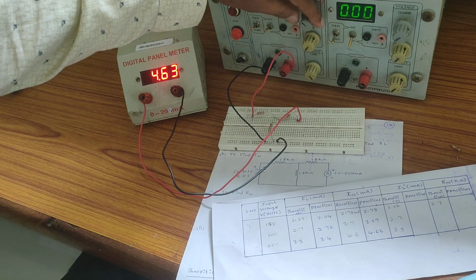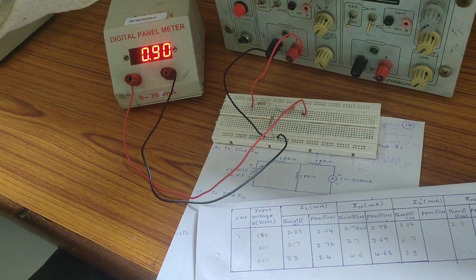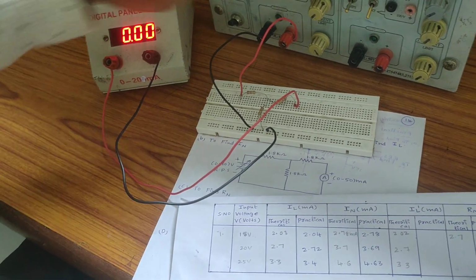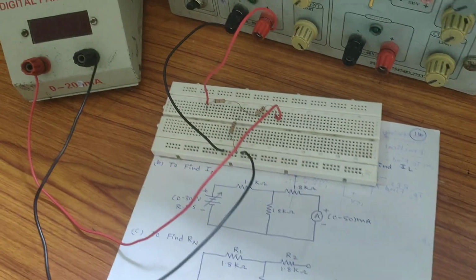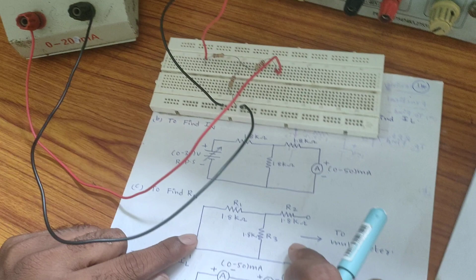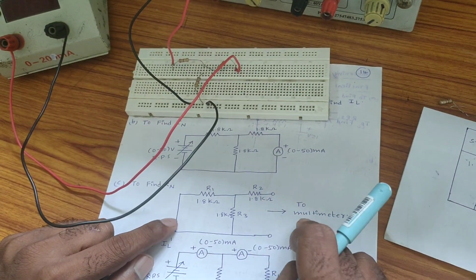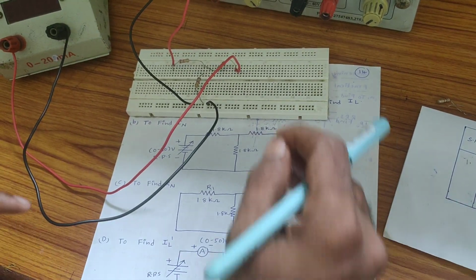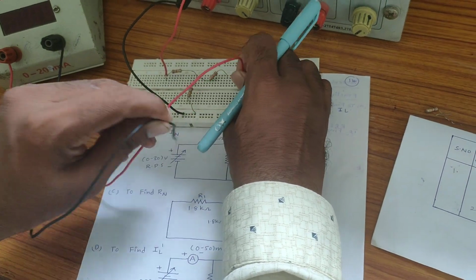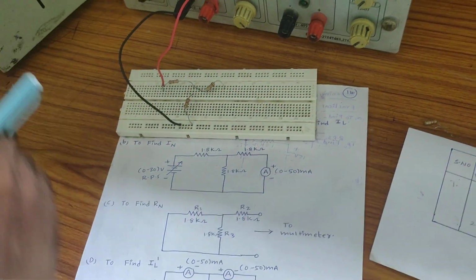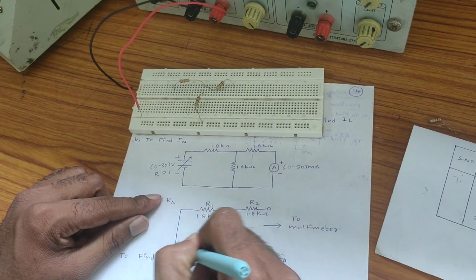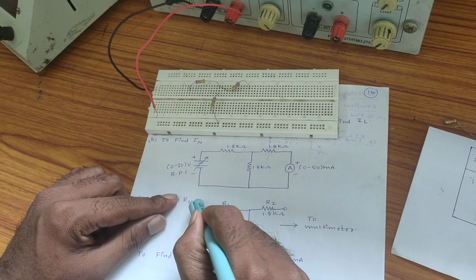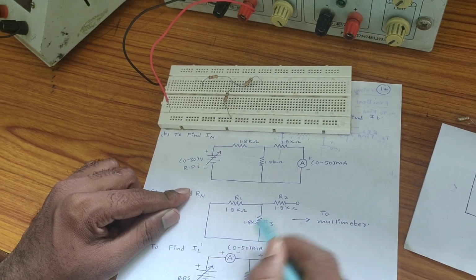Next, reduce RPS voltage to 0, and switch off the power supply. After that I can connect Norton's equivalent resistance circuit diagram. To connect this circuit diagram, here I can remove the ammeter terminals. After that remove the source terminals. Okay, we need to short the voltage source, that means we can connect this R1 point to the R3 point, right?